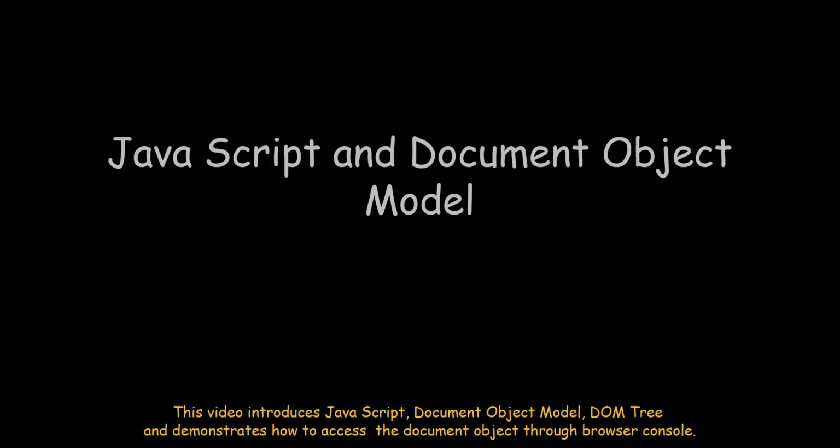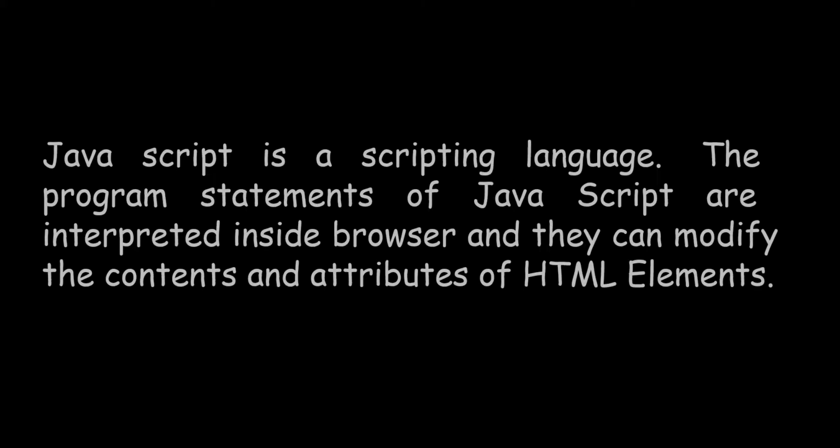This video introduces JavaScript, the Document Object Model, and the DOM tree, and demonstrates how to access the document object through the browser console. JavaScript is a scripting language. The program statements of JavaScript are interpreted inside the browser, and they can modify the contents and attributes of HTML elements.